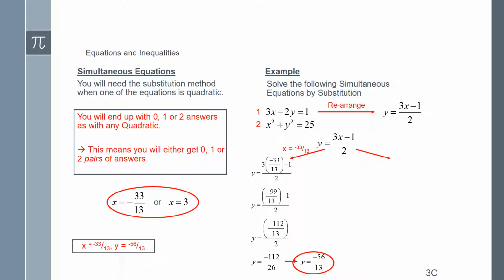And when we substitute 3 in, we end up with y is equal to 4. So again, two pairs of answers.